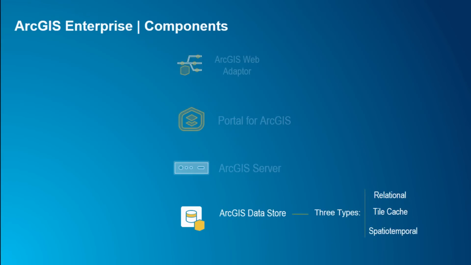Now, the ArcGIS Data Store does come in 3 different types: the relational, the tile cache, and the spatiotemporal. The relational data store is used for storing your hosted data. The data that John used in his demo was stored in that relational data store. It can also store any output from analysis tools that are done. The tile cache data store stores cache data that's used for our 3D mapping, so you can use hosted scene layers, and the data is stored in the tile cache data store.